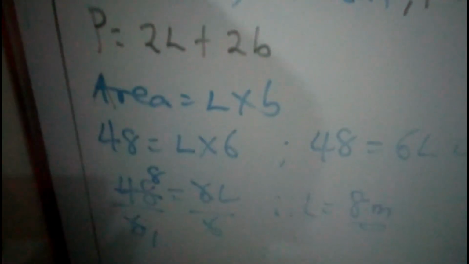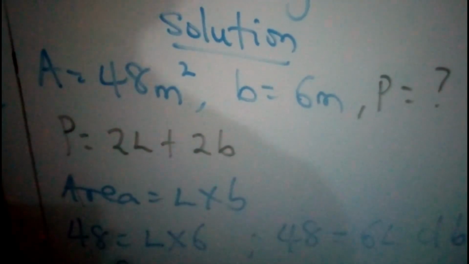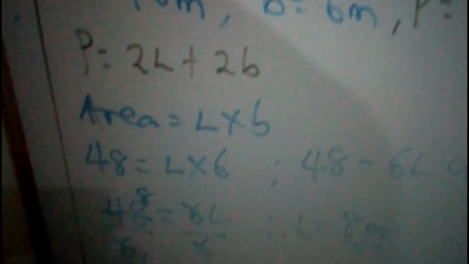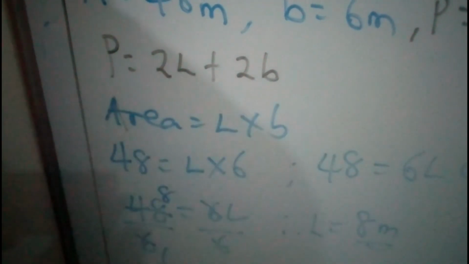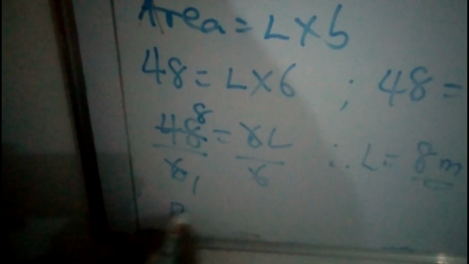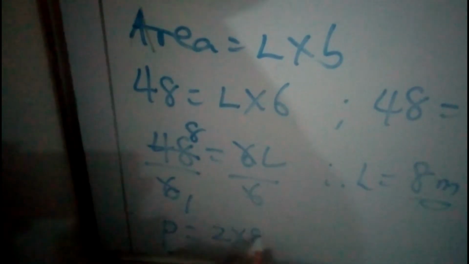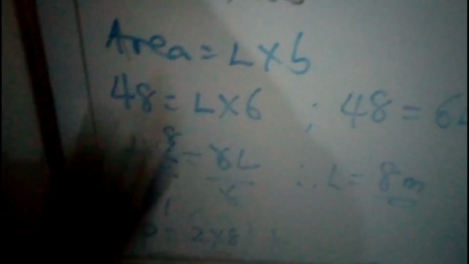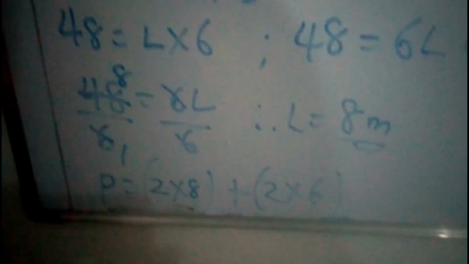I am not done. I've only gotten my length. The question says I'm to find perimeter. But because in the course of finding perimeter I need length, that's why I need to get the length first. So now that I have my length and my breadth, I can find perimeter. Because the formula of perimeter is 2L plus 2B. So perimeter now becomes 2L, that's 2 times L, and L is 8, that's 2 times 8, plus 2B, that's 2 times B, and our B is 6, that's 2 times 6.